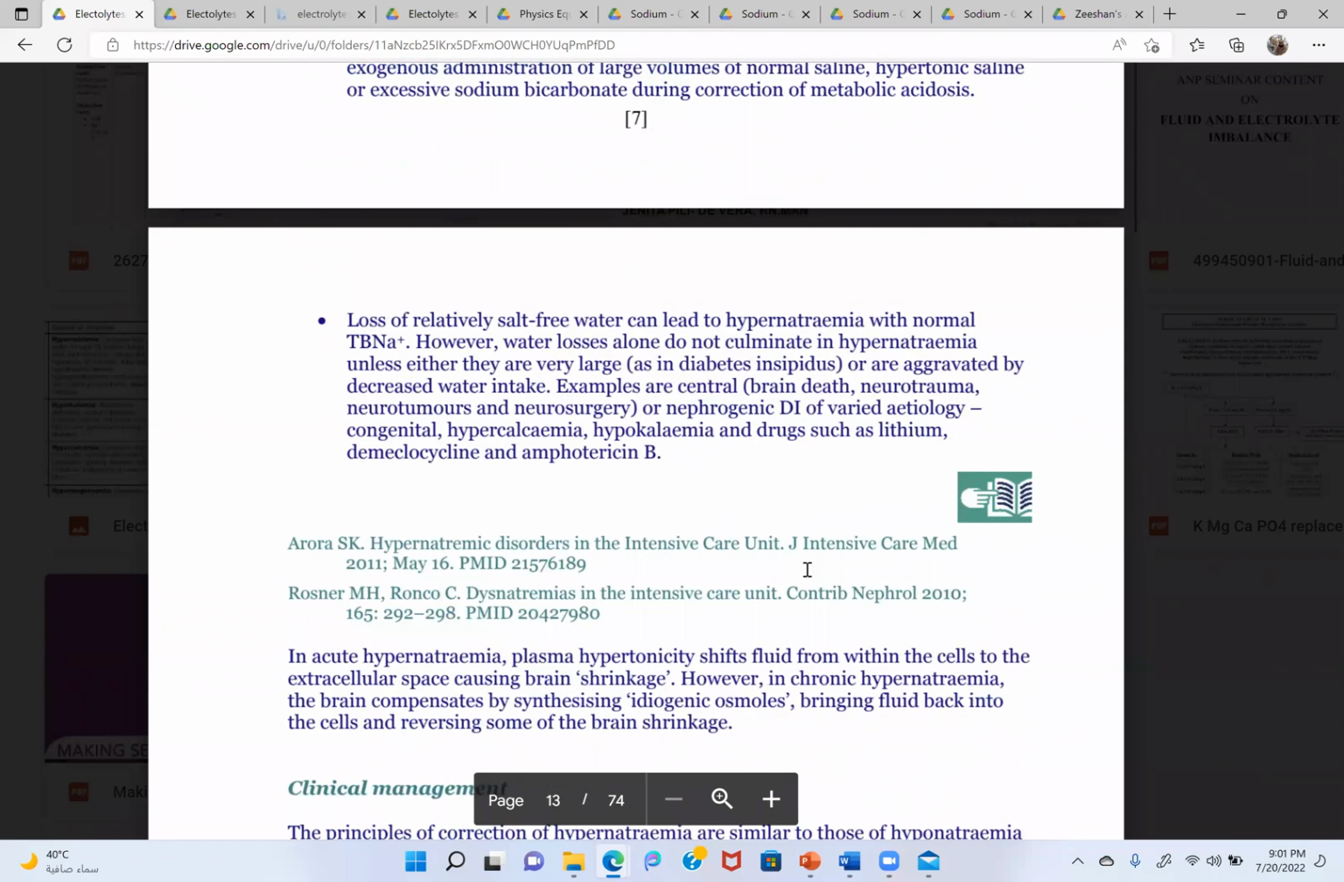Okay, loss of relatively salt-free water can lead to hypernatremia with normal total body sodium. Only free water is going, so the net result is not a decrease in sodium, and the total body sodium will be normal. However, yes, Tayyab.